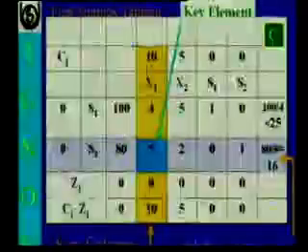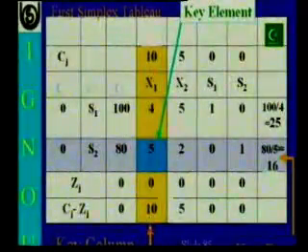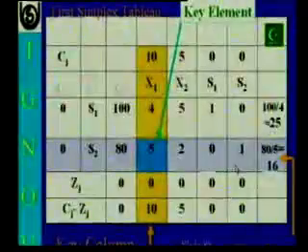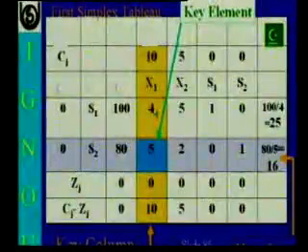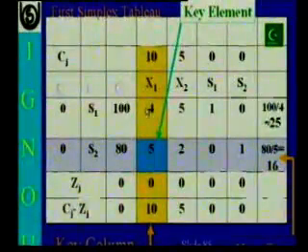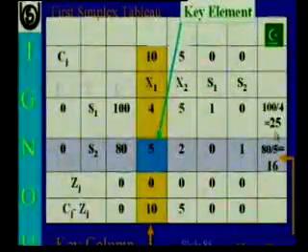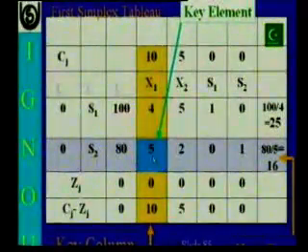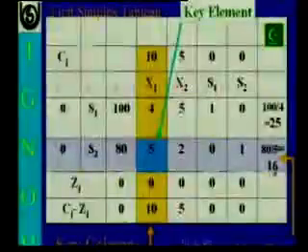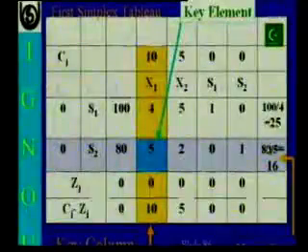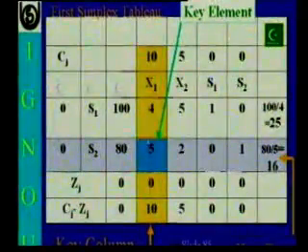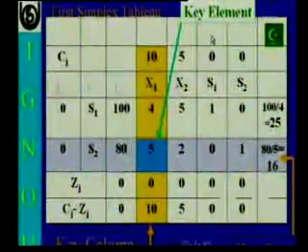So we will first take this as the maximum value, and this is our key column. Similarly, when we divide this quantity by the element in the key column, we get 100 by 4, that is 25, and 80 by 5, that is 16. So out of these 25 and 16, 16 is the lesser value. So this is our key row, and since it intersects at 5, 5 will be our key element.